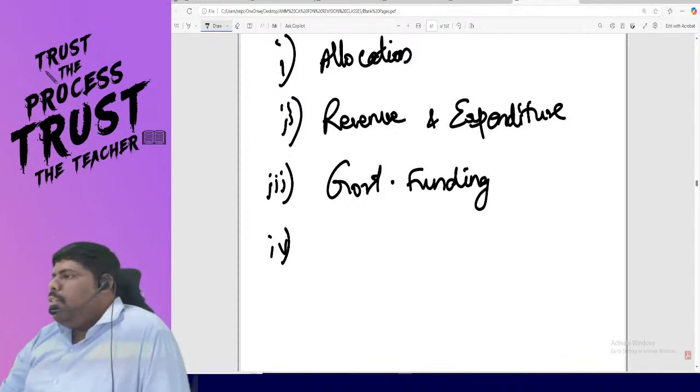For budget, don't go to government and all. Just think from your own family. See.